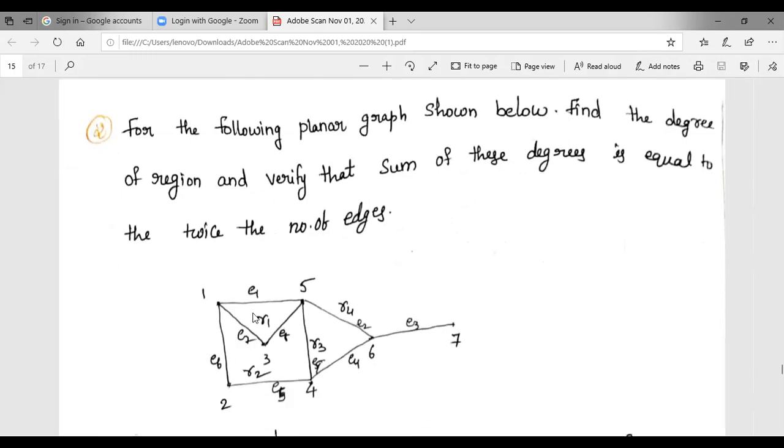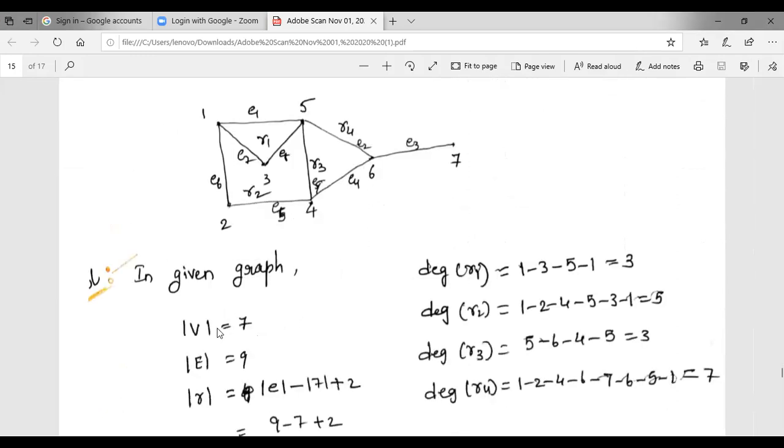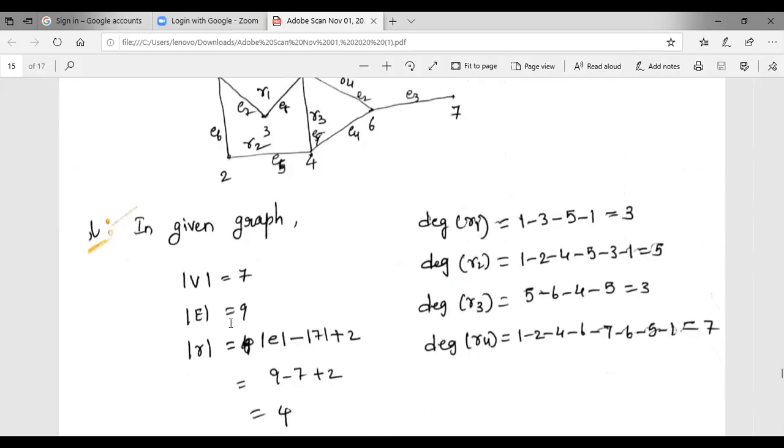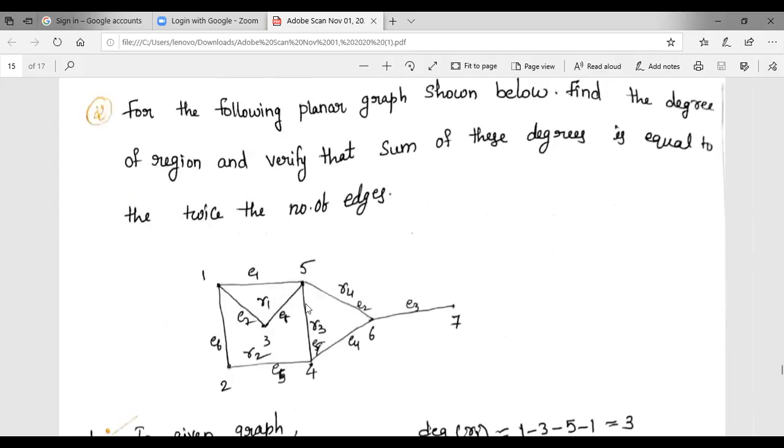Okay. So first we find how many regions are given. In the given graph, the number of vertices is 7 and the number of edges is equal to 9. So from that we find how many regions. So |R| is equal to number of edges minus number of vertices plus 2, that is equal to 4. So the given planar graph can be partitioned into 4 regions, R1, R2, R3 and R4.